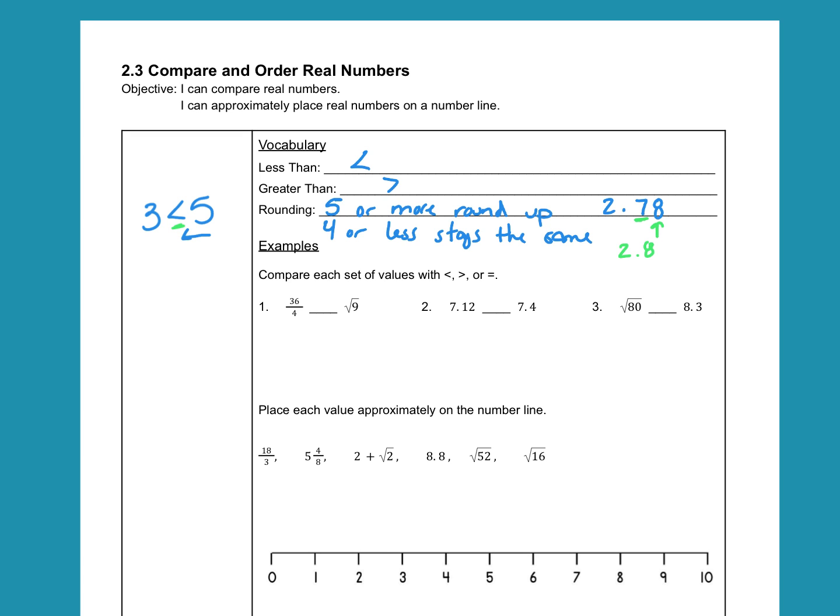So you're always going to look at the number to the right of where we're trying to round to, and that's going to tell you, should I round that number I want up, or should I keep that number I want the same? And then you drop all the numbers after that.